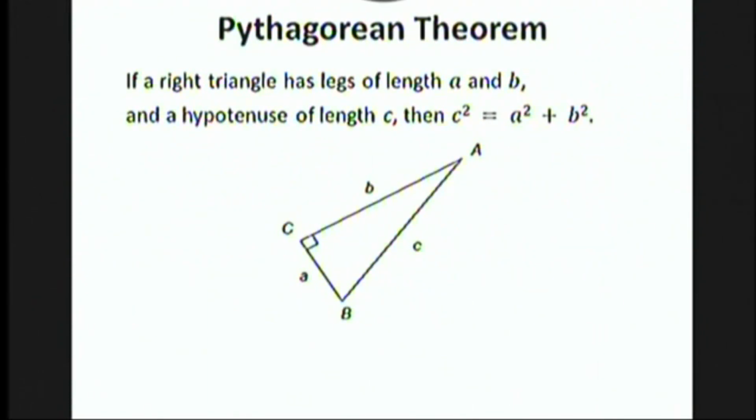This theorem says that if a right triangle has legs of length A and B and a hypotenuse of length C, then C squared is equal to A squared plus B squared. Note that the hypotenuse of the right triangle is always opposite the right angle.